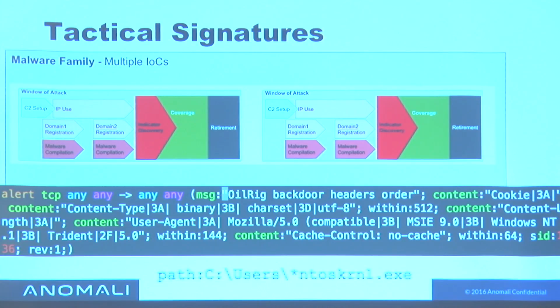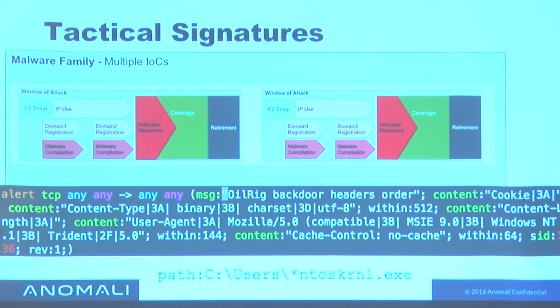It's to try to not look at the URIs, because URIs are easy to change. But if you look at the header orders and weird things, like in this case, this OilRig backdoor, one of the weird things I saw was the content type, binary, charset UTF-8. That's really strange. Content type text UTF-8 makes sense. Binary UTF-8, I thought that was a little weird. I looked at a whole bunch of weblogs to see if I could find that, and I wasn't seeing it anywhere.